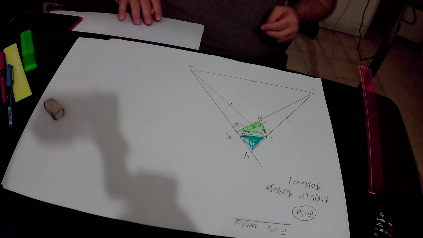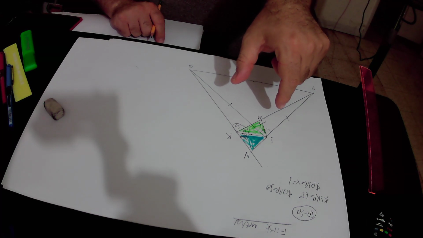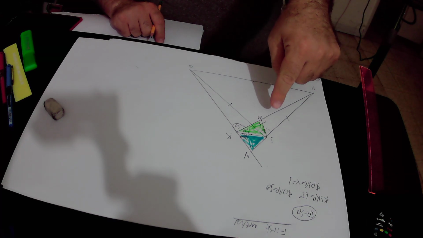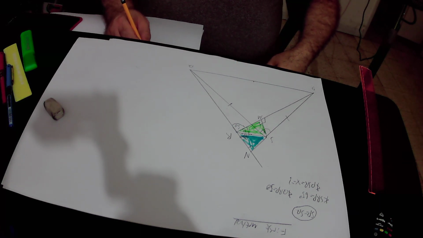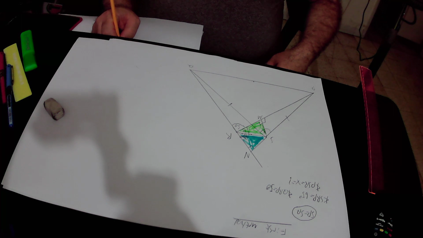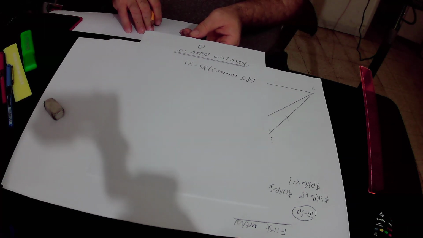Actually, first of all, we have a common side. SR is a common side. It belongs both to the green triangle and also to the blue triangle. So you can write down that SR equals SR as a common side. It is a common side that belongs to both triangles.